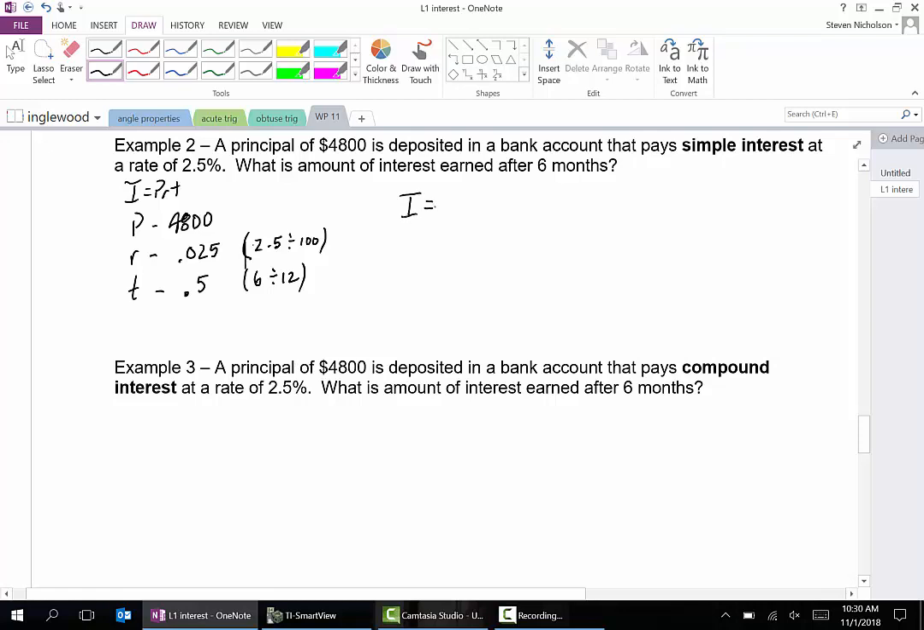When we plug this into our formula, again, I'm not going to get out the calculator this time. I'm just going to write down the answer. But we put everything into the right spot and we get $60. So in simple interest, we would make $60. Well, let's look at the same story, but again, we are going to have compound interest.